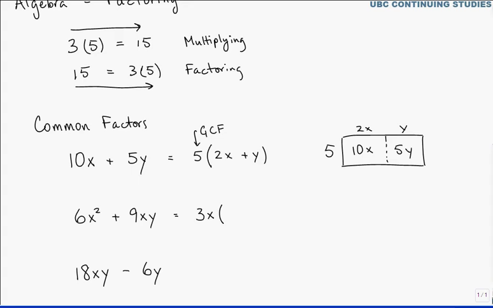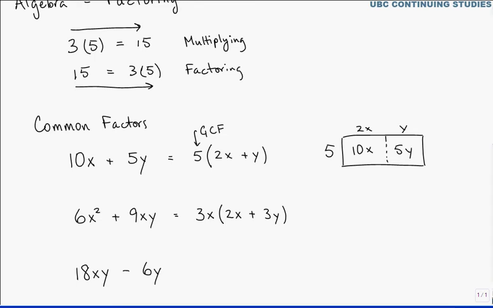So what do we have to multiply 3x by to get 6x squared? Well, to get 6, we have to multiply it by 2. To get x squared, we have to multiply it by x. And sure enough, you can verify quite easily that 3x times 2x is 6x squared. For the second term, what do we have to multiply 3x by to get 9xy? Well, we have to multiply it by 3, certainly, and we have to multiply it by y. And now you have it in fully factored form.